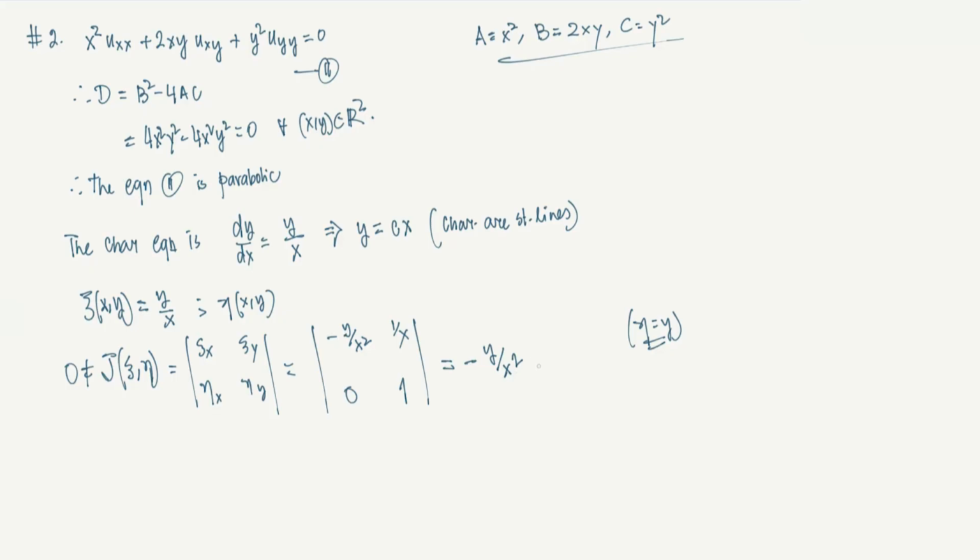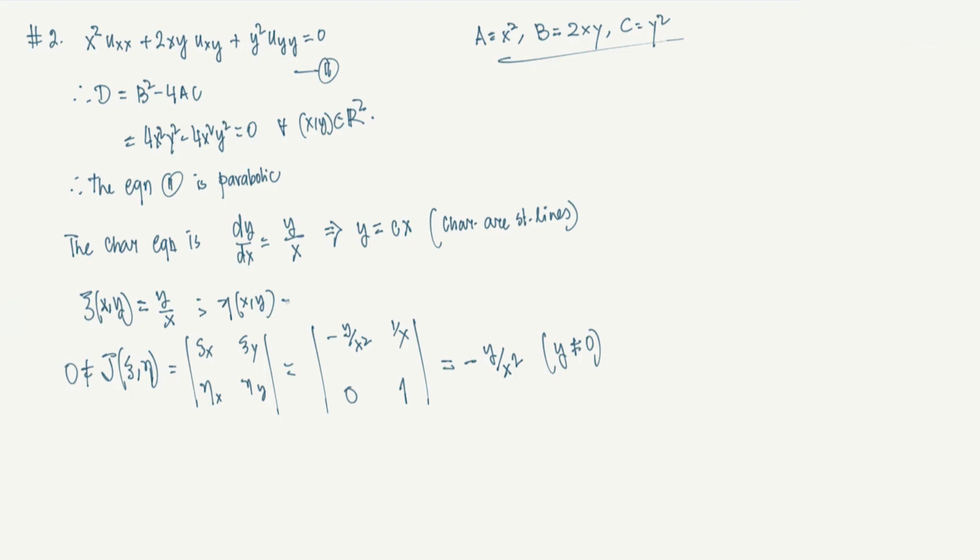Now this Jacobian is 0 only when y equals 0. So if y is not 0, this particular Jacobian is not 0, right? So we are going to use this form for y not equal to 0. That is where we are going to transform the whole equation. y not equal to 0 is the open set, basically the upper and the lower half planes.